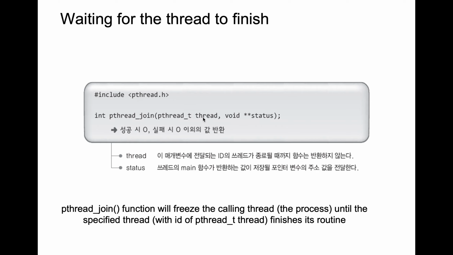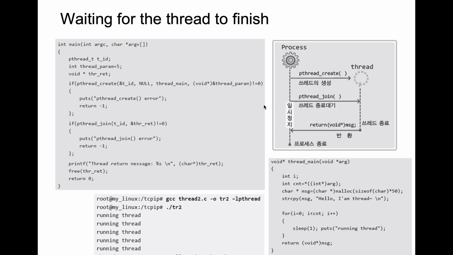And then the result that's coming out from the thread that we want to finish is going to be stored inside this status variable, which we will provide ourselves as a variable. And this is the example of how the code is written. Let's first take a look at the graph, how it looks.